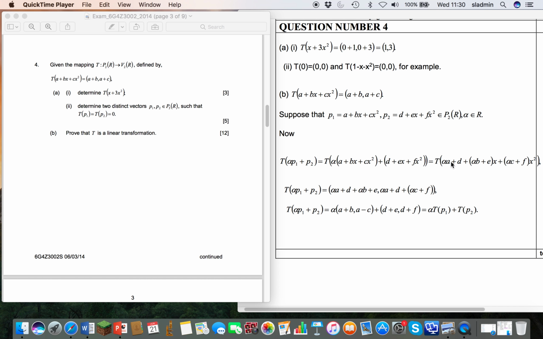So now we add polynomials. So this is what we get when we add polynomials. Then we apply the mapping onto this polynomial to get this vector. And then we simply rewrite this two-dimensional vector in this form. So this vector is equal to these two added together, and you can see that this is alpha T of P1, and this is T of P2. So T of alpha P1 plus P2 is the same as alpha T of P1 plus T of P2, and therefore T is a linear transformation. And this concludes the solutions to question number 4.